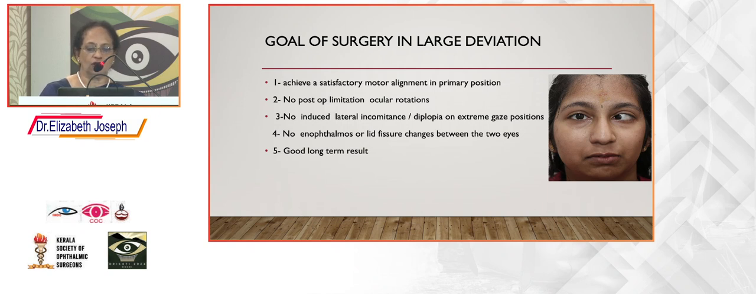Here, the goal of surgery will be to achieve a satisfactory motor alignment with no postoperative limitation of ocular movements, no induced lateral incompetence, no diplopia, and there should not be any enophthalmos, and we should have a good long-term result. That is our aim.